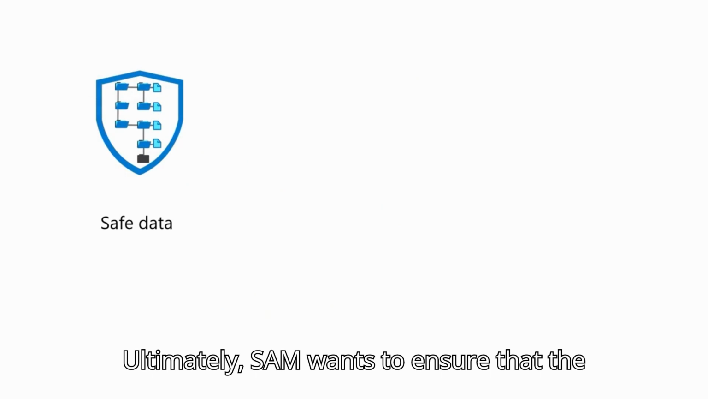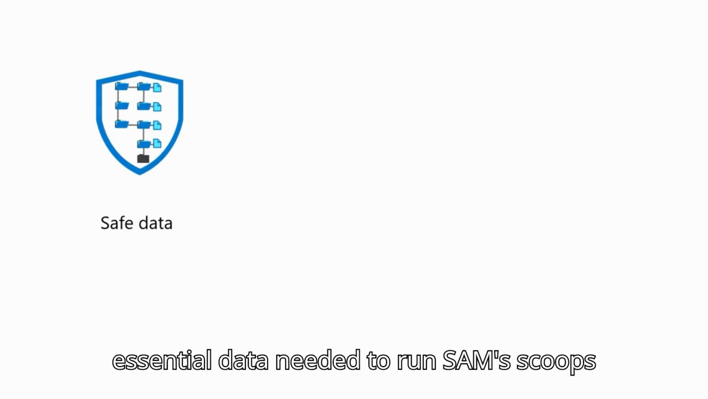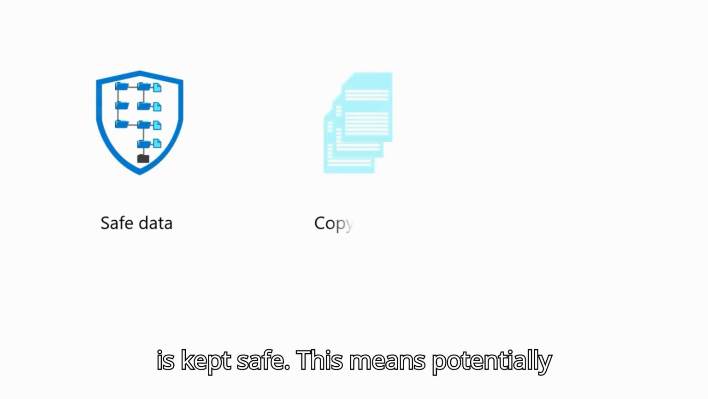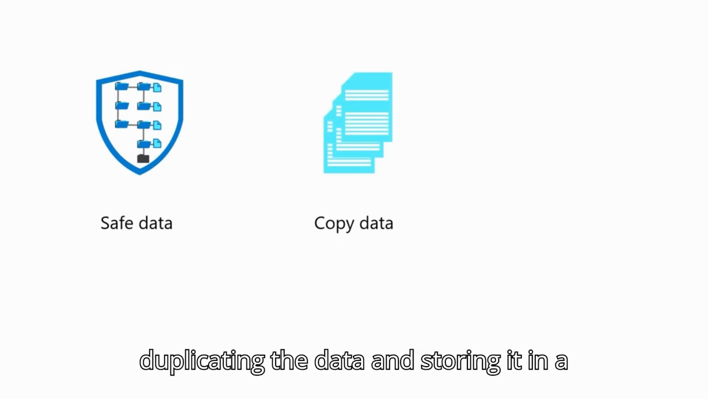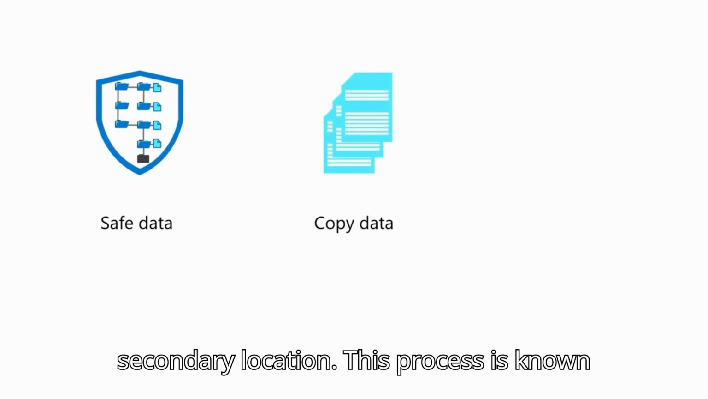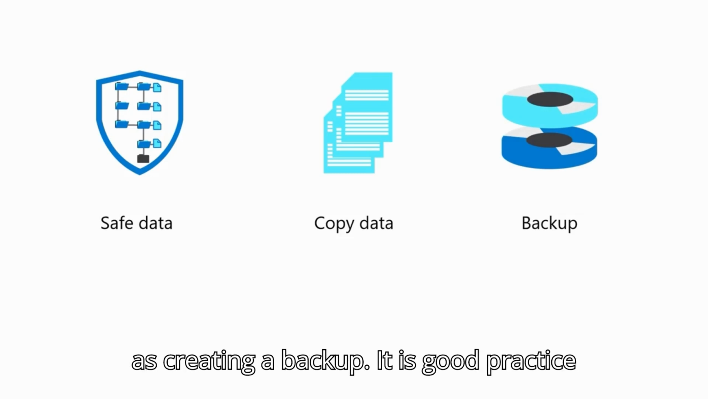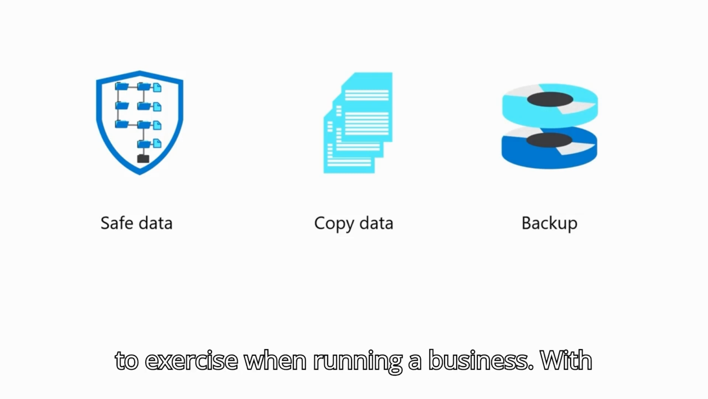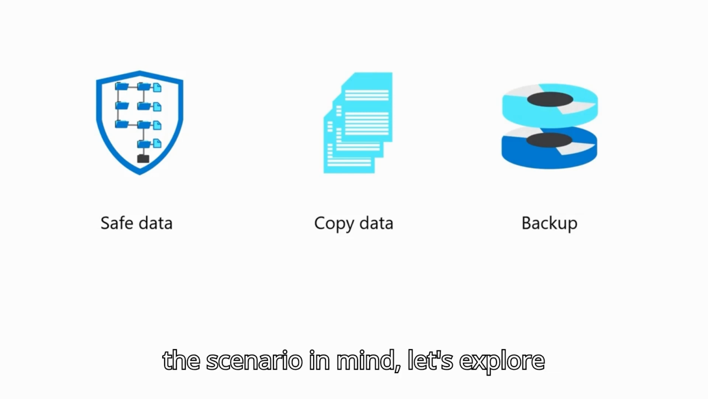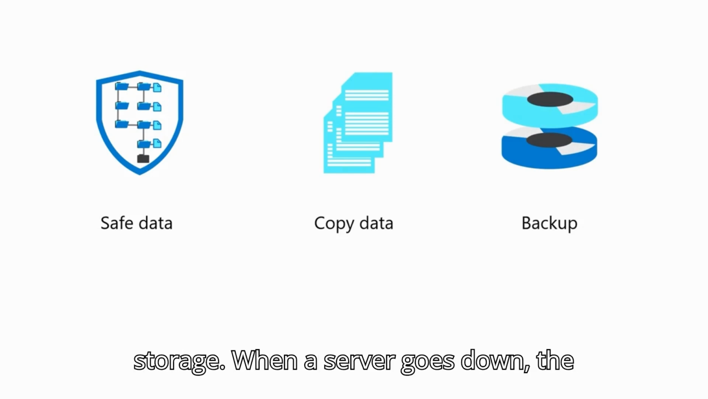Ultimately, Sam wants to ensure that the essential data needed to run Sam Scoops is kept safe. This means potentially duplicating the data and storing it in a secondary location. This process is known as creating a backup. It is good practice to exercise when running a business. With the scenario in mind, let's explore storage.